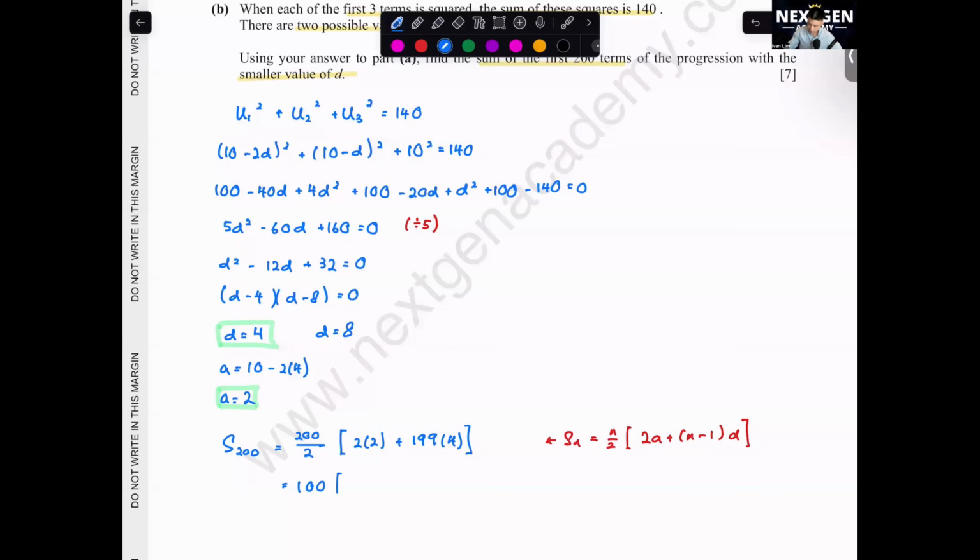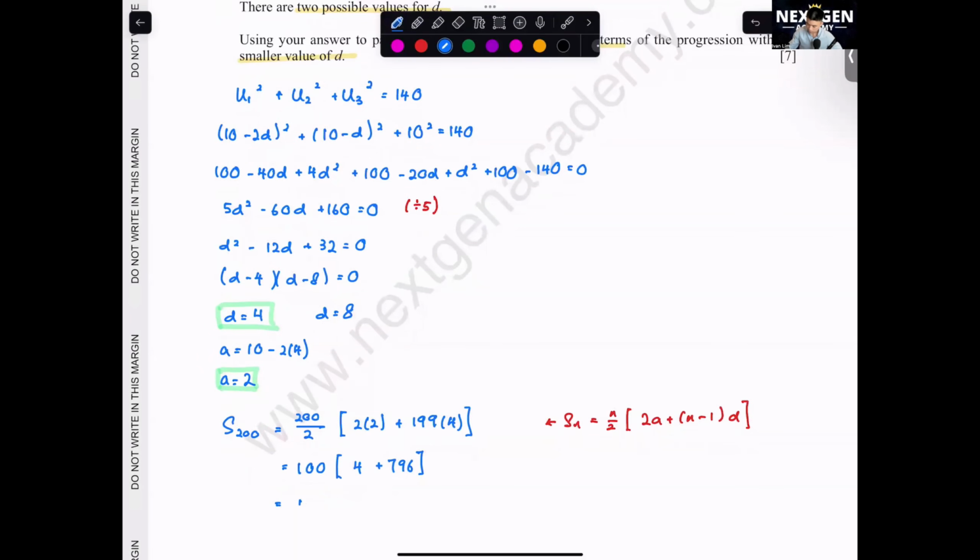Calculate this. 100, this is 4. 199 times 4 will be 796. 796 plus 4, this is 800. So we get 80,000. Okay, so I think this one is an easy question for 7 marks. Pretty straightforward.